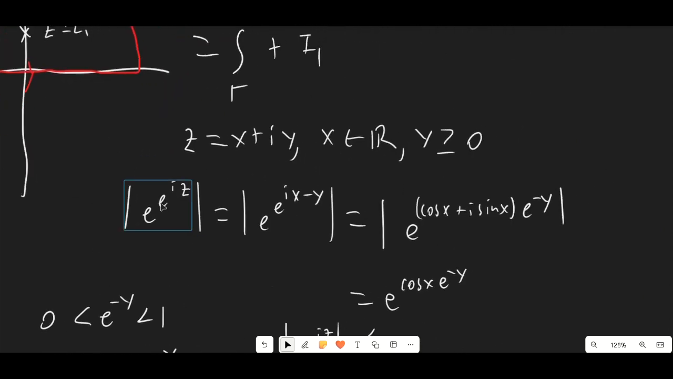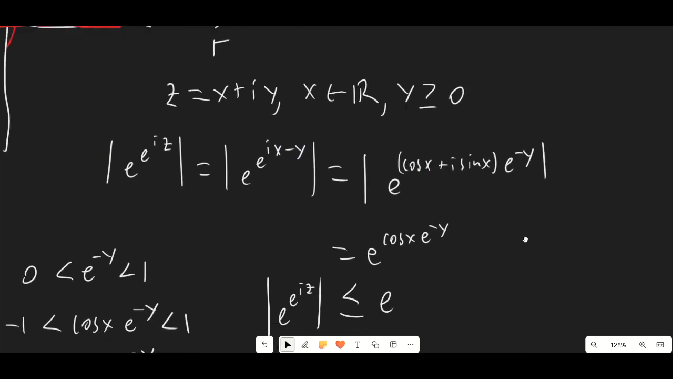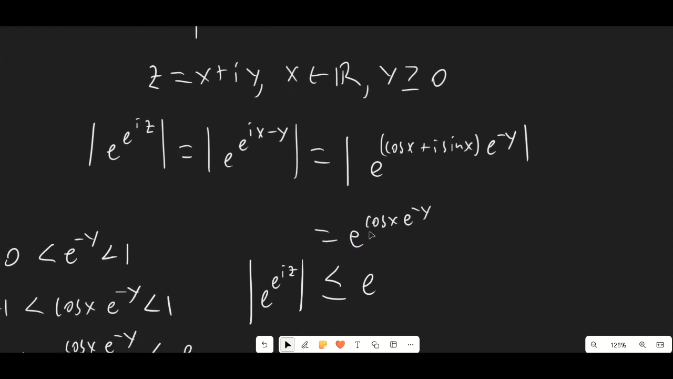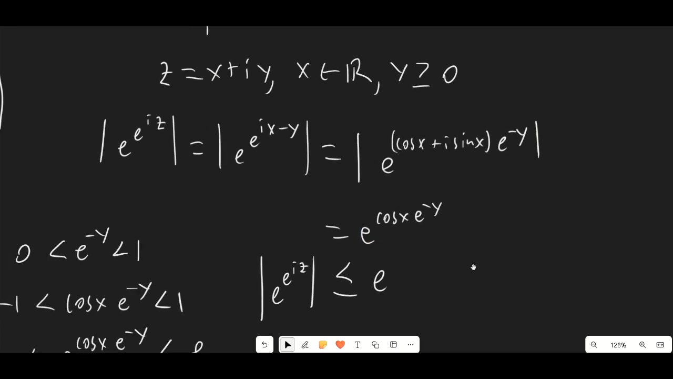So this means that e to the iz is equal to e to the ix minus y. And then once we expand all of this out and then take the absolute value, this imaginary bit right here multiplied by e to the negative I is just going to disappear because we're taking the absolute value, or the modulus, of the complex number. So we just get e to the cosine of x times e to the negative y.